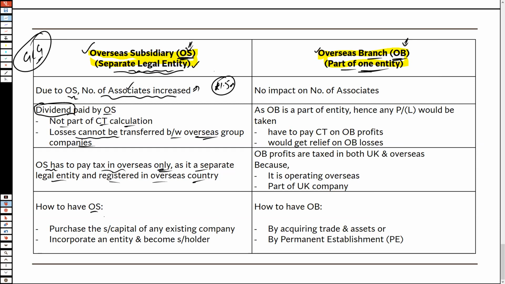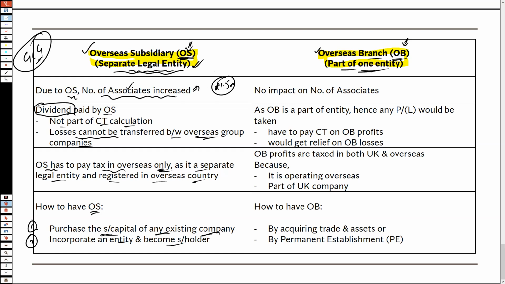The last thing: how we can have an overseas subsidiary. There are two possibilities. If you want to open up a subsidiary in the UK, you have two options. You can purchase the share capital of any existing company. That's the first option for getting an overseas subsidiary in an overseas country. You can purchase the share capital of any existing company there. Or number two, incorporate a new entity and become the shareholder of that entity.